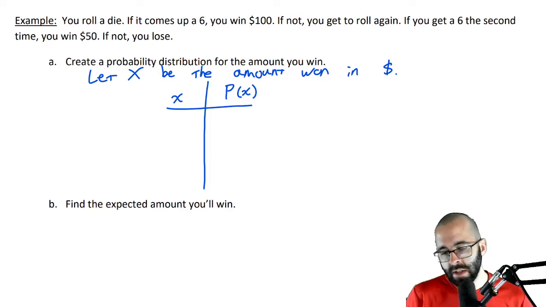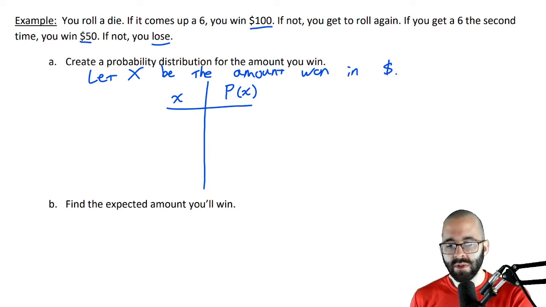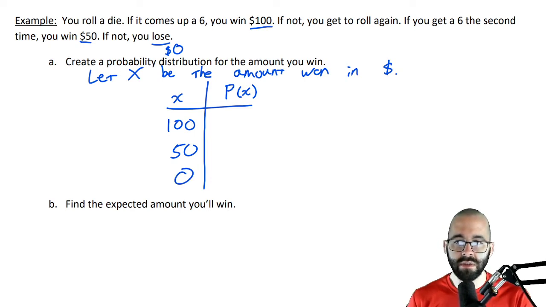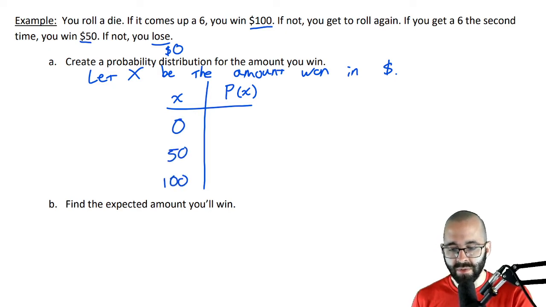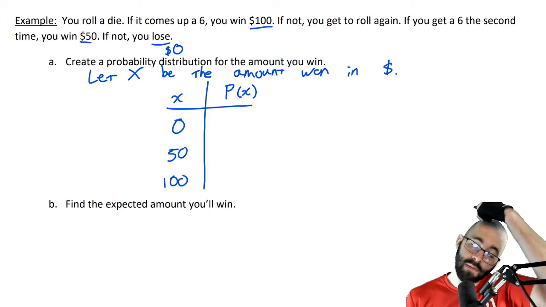Same table. So what are the outcomes? What are the possible outcomes? Well, we can either get $100, or we can get $50, or we can get $0. Those are the only options. 100, 50, or 0. You can even order them, smallest to biggest, that'd be even better. I'm not going to require you to reorder this, but it looks a little nicer if it is ordered. This is not worth points to me.